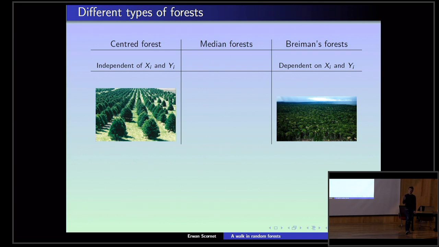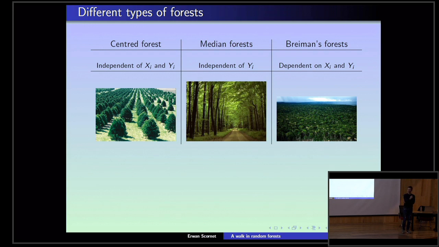So here you can say that the forest may depend on X or may depend on Y. And it turns out that it's much more amenable to analysis when the forest depends only on X, only on the position of the points and not on the value of the points. So here, median forest will depend only on X. The construction will be totally independent of Y, and we hope that this will lead us to some nice result about this forest and also about Breiman's forest. And in the end, maybe we can have a look at Mondrian forest.